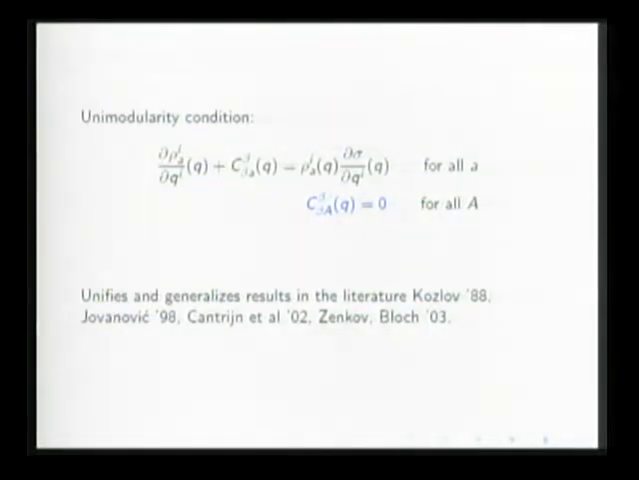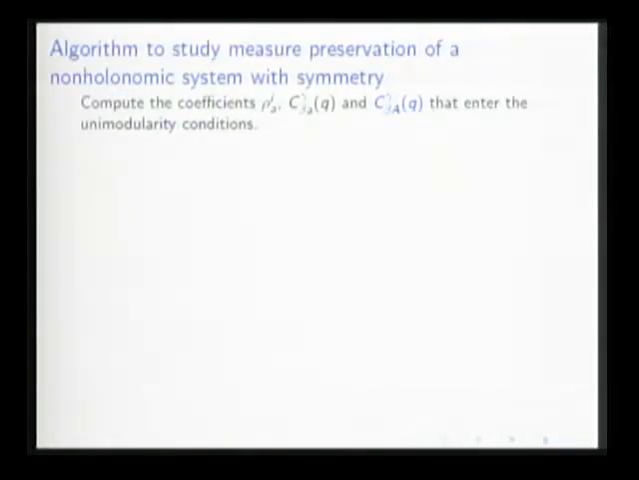I should say that this approach of ours unifies and generalizes results in the literature, some of them by Kozlov, Jovanovic, Kantrigin and co-authors, David Martin and Manolo, Dmitry Zankov, and Tony Block, who had also made progress and obtained certain conditions in a more particular setup. Based upon these, we were able to find an algorithm to study the measure preservation of a non-holonomic system with symmetry. The important thing was to compute the coefficients that enter the unimodularity conditions.